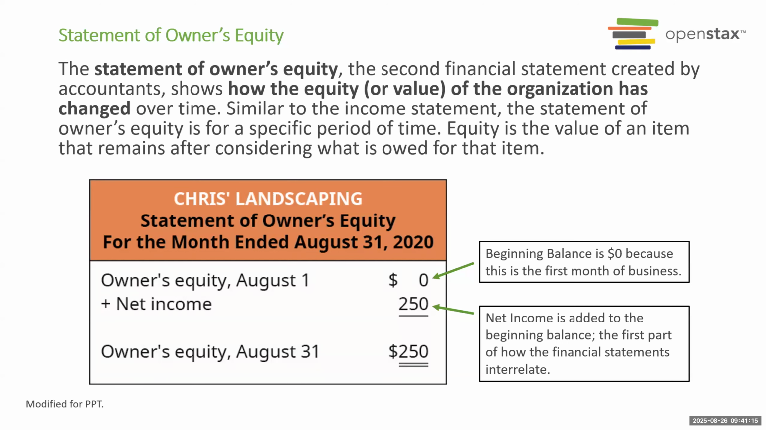So here we start. This must be the first month that Chris's Landscaping is in business. And on August 1st, they have no equity. But in the first month, they've generated a net income of $250, which means at the end, their owner's equity as of August 31st is $250. Another term for owner's equity is net worth. As we'll learn later, it's basically assets minus liabilities.